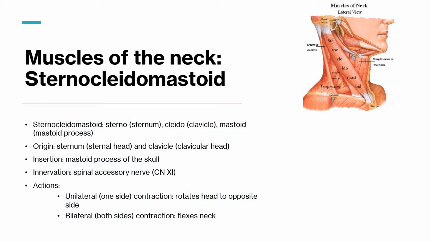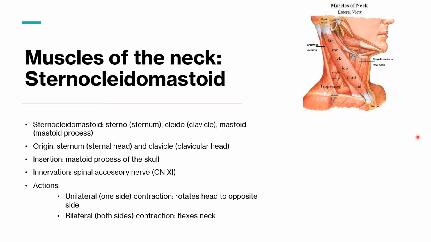Muscles of the neck, sternocleidomastoid. Now, if you look at this name, sternocleidomastoid, sterno stands for sternum, cleido stands for clavicle, and mastoid symbolizes the mastoid process. It originates from the sternum and the clavicle. So the sternal head originates from the sternum, makes sense. The clavicular head originates from the clavicle. So you have your sternal head and your clavicular head. It inserts on the mastoid process of the skull.